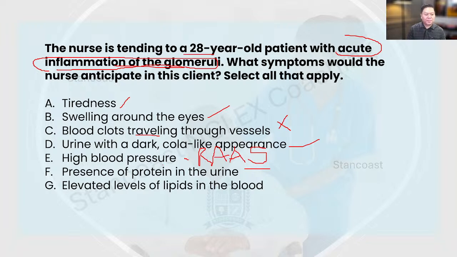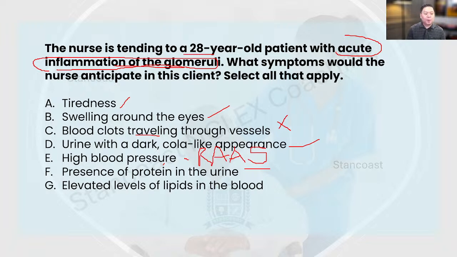And then let's talk about letter F, presence of protein in the urine. So this is the hallmark feature of the acute glomerulonephritis. Again, because there is increasing permeability of the glomerular filtration barrier, the podocytes, the slit membrane, the glomerular basement membrane are now allowing those proteins to leak out. That is why we have proteinuria in this patient.